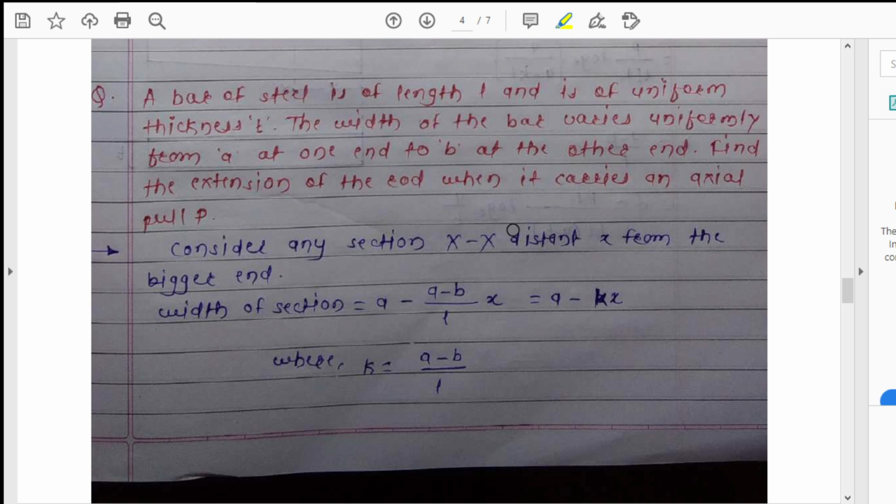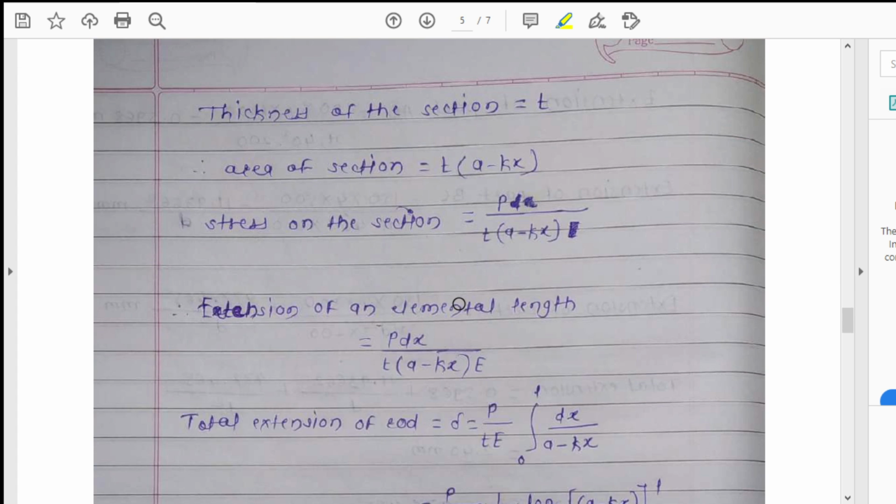Now consider any section XX at a distance x from the bigger end. The width of that section will be a minus, here I have used the interpolation formula, a minus b upon L into x, which is equal to a minus kx. That means I have considered this whole thing as k. Now the thickness of that section is T.